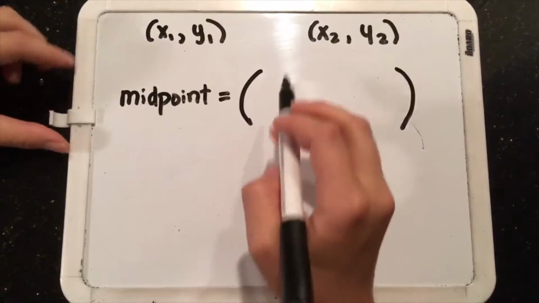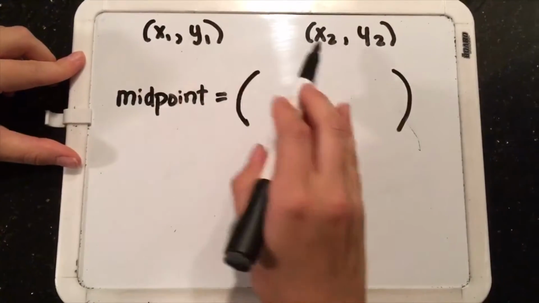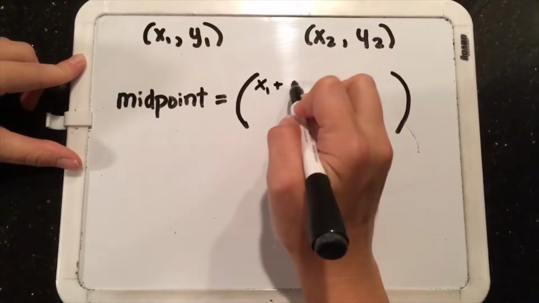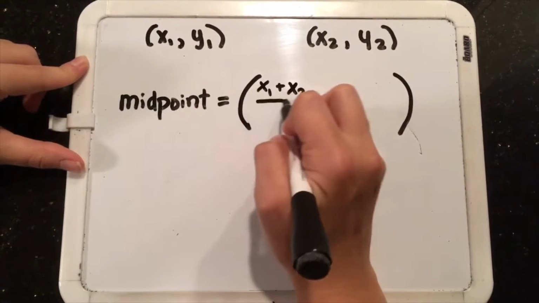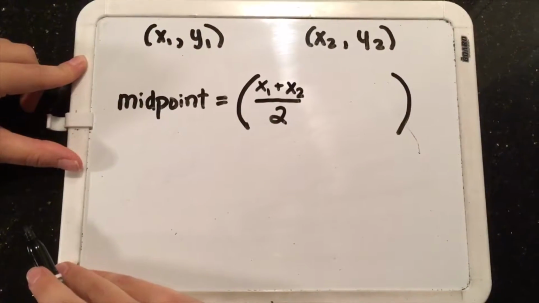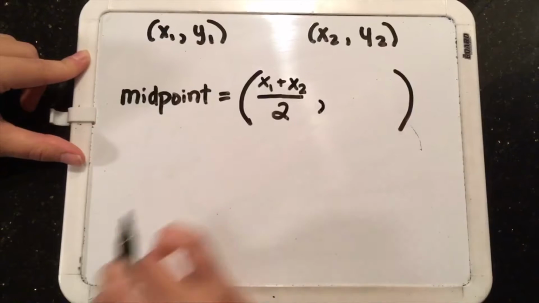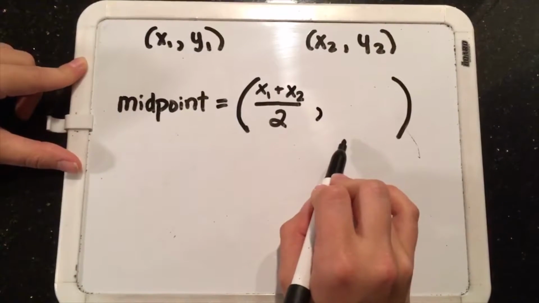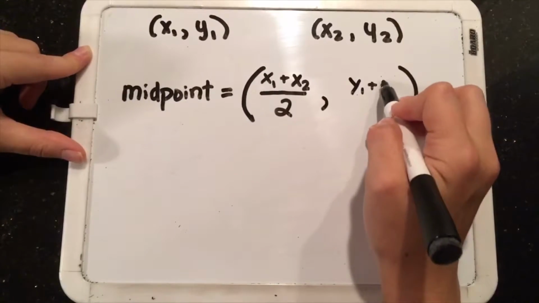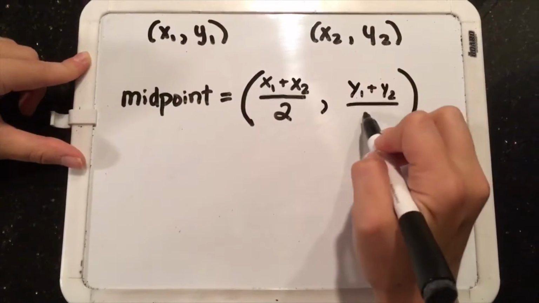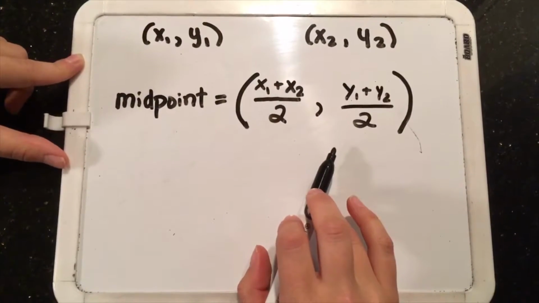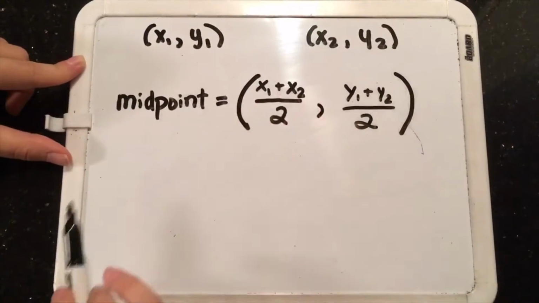The x-coordinate is going to be the average of x1 and x2. So that is x1 plus x2 divided by 2, because we're adding two values together. So that's the average. And then the y-coordinate is simply the average of the y's: y1 plus y2 divided by 2. And this formula will give you the midpoint between point 1 and point 2.